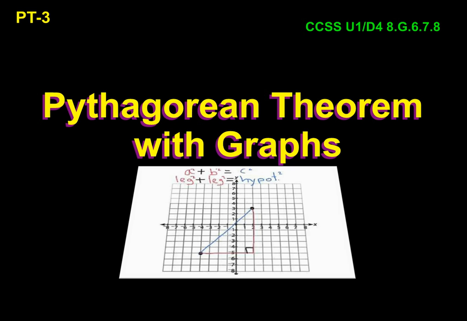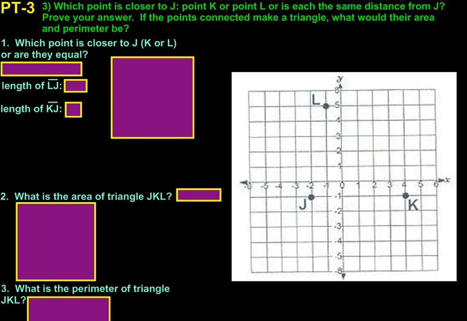Tonight's homework is PT-3, Pythagorean Theorem with graphs. We'll start by taking a look at question number 3. Which point is closer to J, point K or point L, or is each the same distance from J? Prove your answer. If the points connected make a triangle, what would their area and perimeter be?